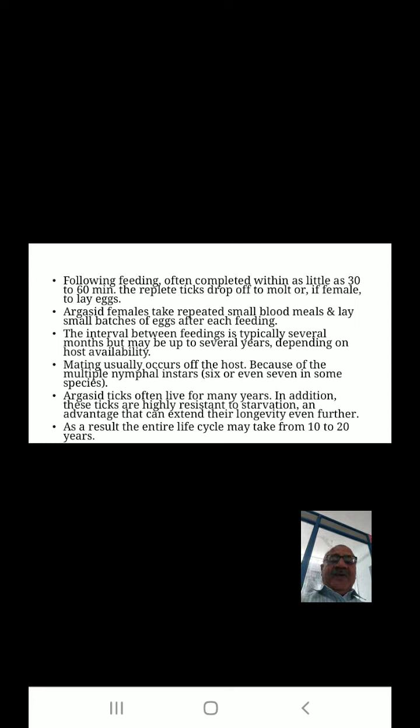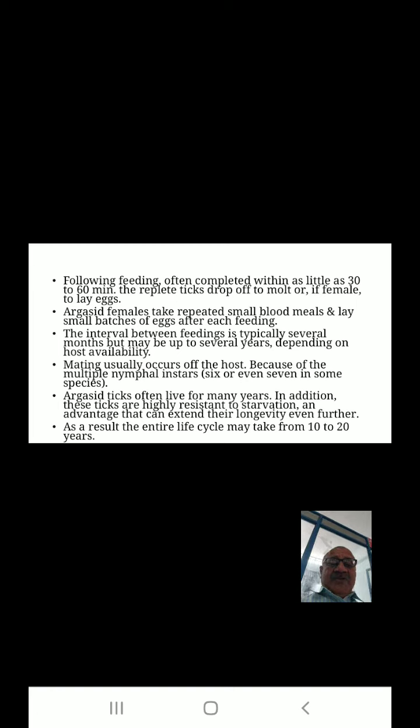Feeding is often completed within as little as 30 to 60 minutes, and the replete ticks drop off to molt or, if female, to lay eggs. Argasid females take repeated small blood meals and lay small batches of eggs after each feeding. The interval between feedings is typically several months but may be up to several years, depending upon the availability of the host.